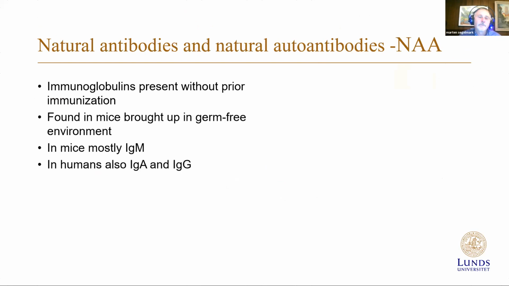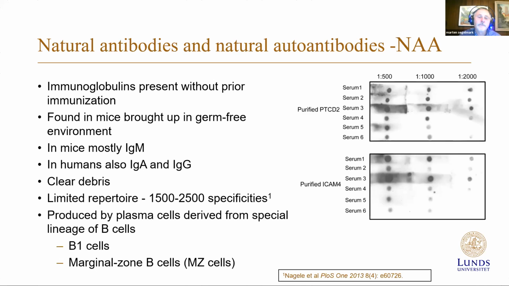They can be found also in mice that are brought up in completely germ-free environments. In mice, it's mainly IgM, but in humans, it's also IgG and IgA, and they are believed to be important to clear debris.